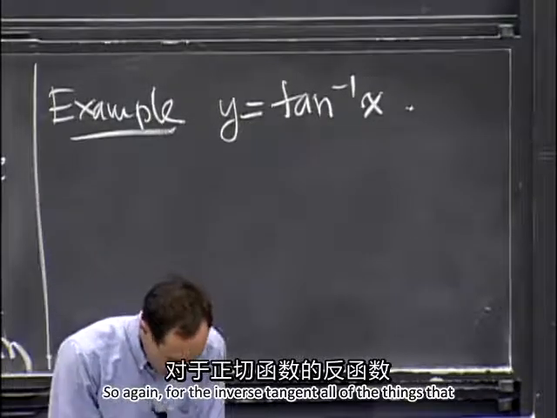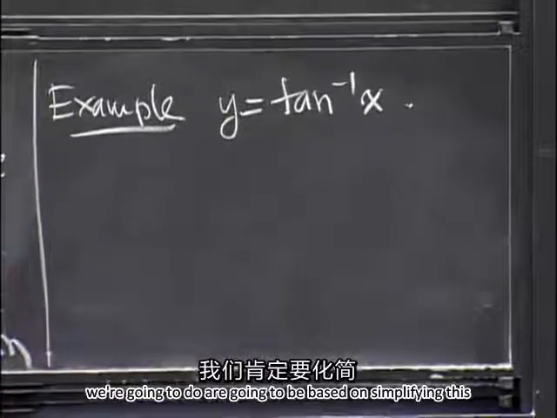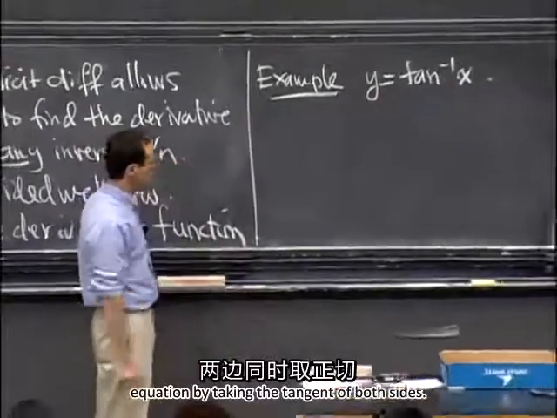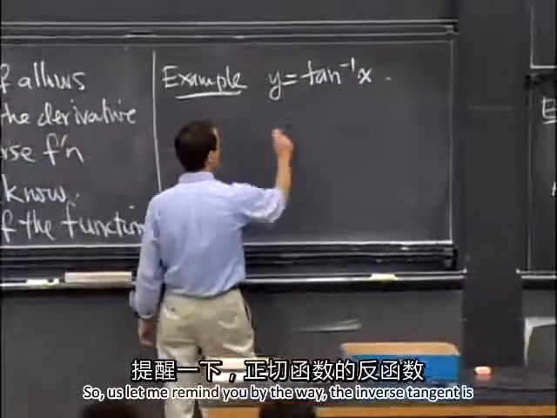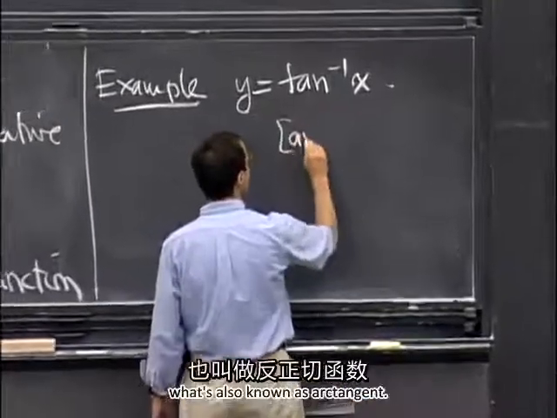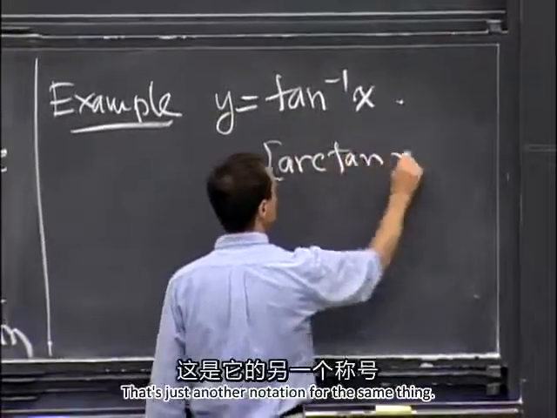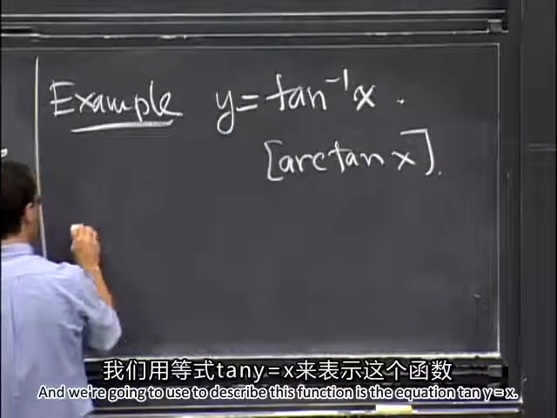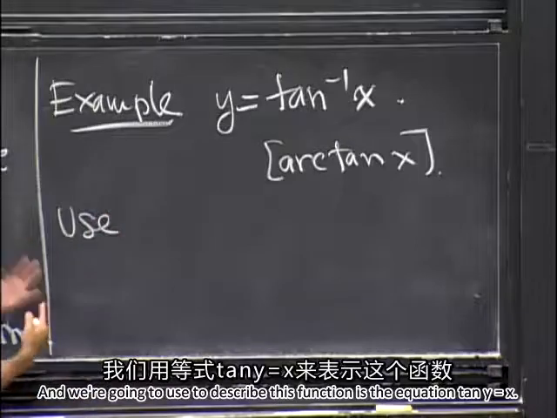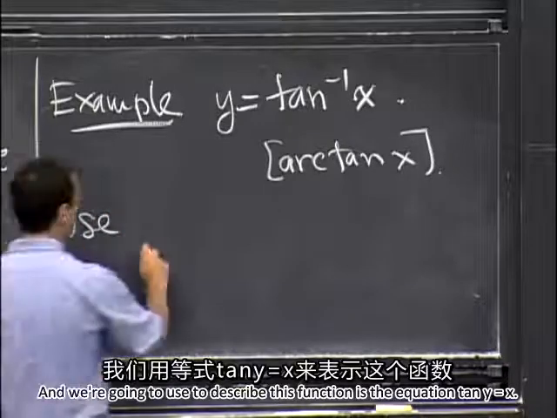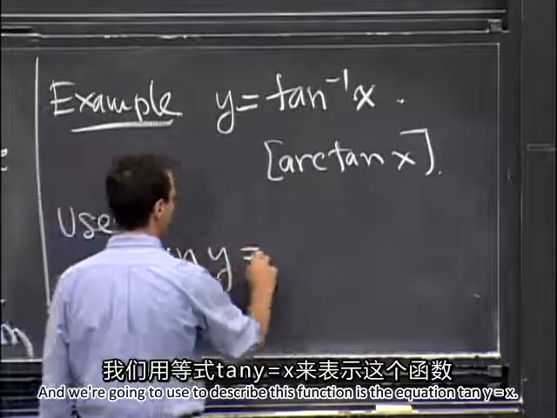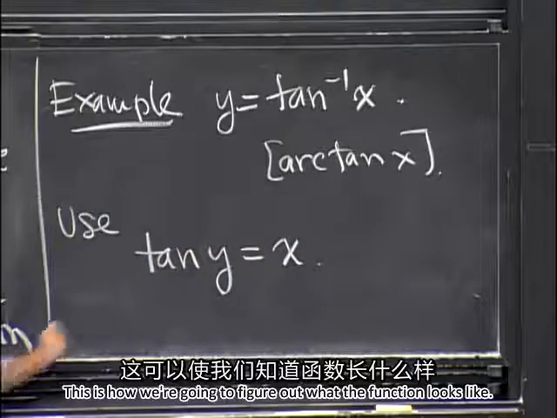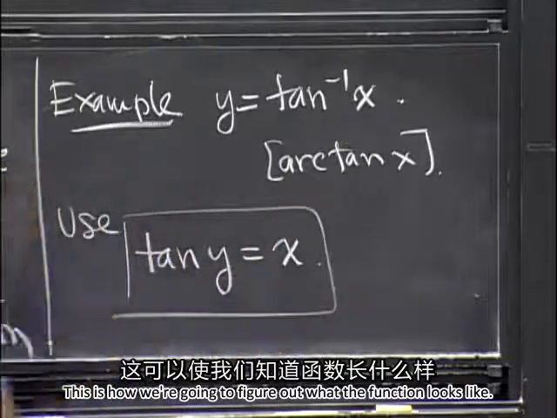all of the things that we're going to do are going to be based on simplifying this equation by taking the tangent of both sides. So let me remind you, by the way, the inverse tangent is also known as arctangent of x. That's just another notation for the same thing. And what we're going to use to describe this function is the equation tan y is equal to x. That's what happens when you take the tangent of this function. So this is how we're going to figure out what the function looks like.